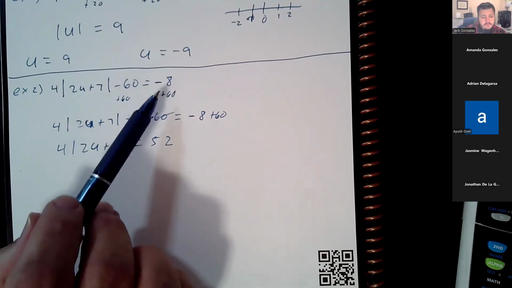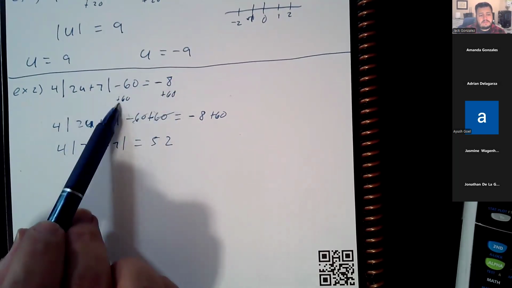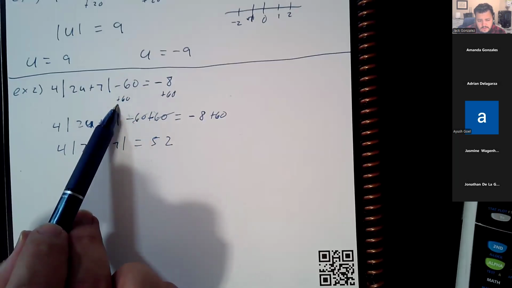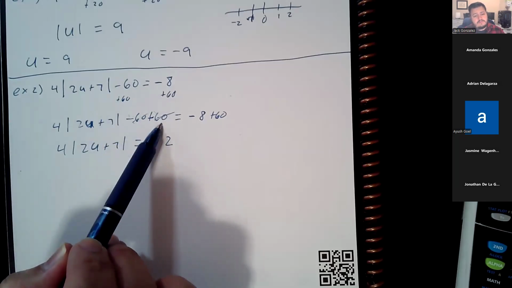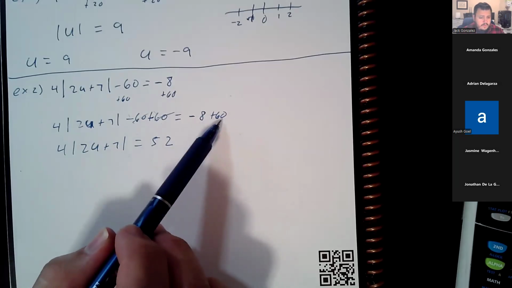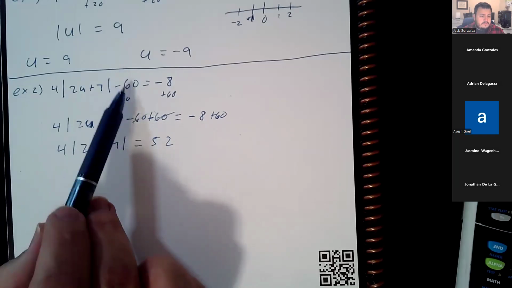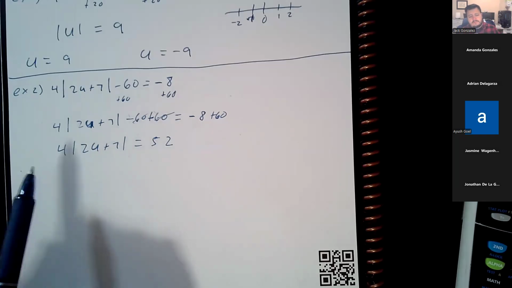Since we have an equation, whatever I do to one side, I have to do to the other side. I added 60 because I wanted to cancel this term. Negative 60, the opposite is positive 60 on purpose. It canceled, but I got to deal with the other side of the equation. Negative 8 plus 60 is 52. So now we've dealt with this term, right? Does that make more sense?